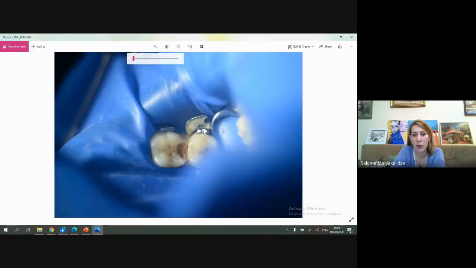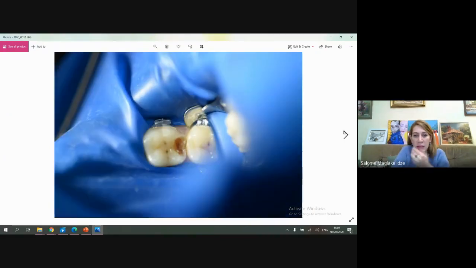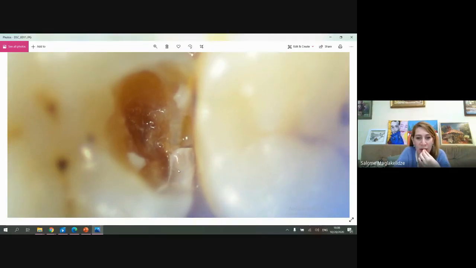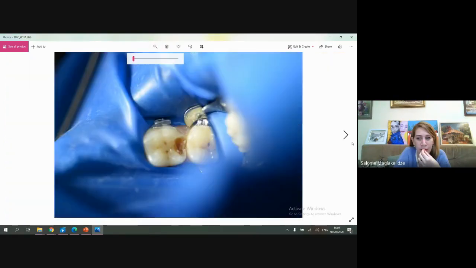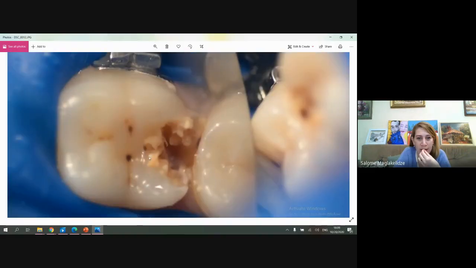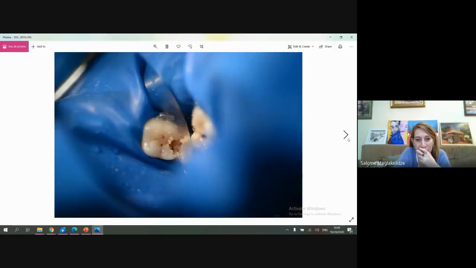So let's go. So we started, and now you can see it clearly here, the color of the dentin and how squishy it looks, yes? And the enamel here is also demineralized, more chalky white. Here we go. And as you can see, all this dirt is coming out. This is all dentin, softened dentin.